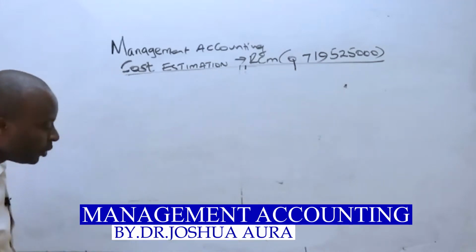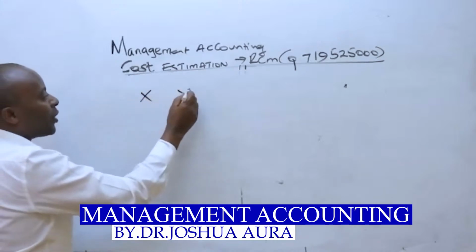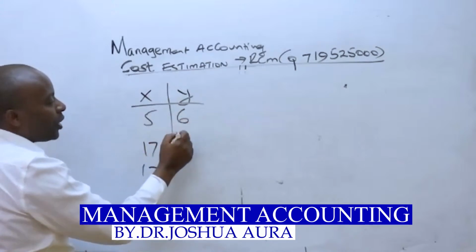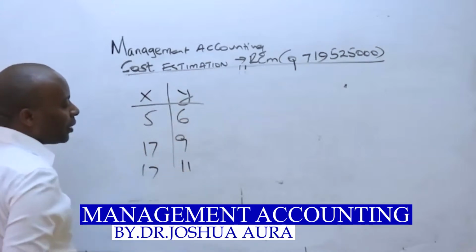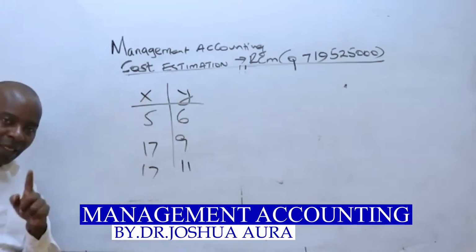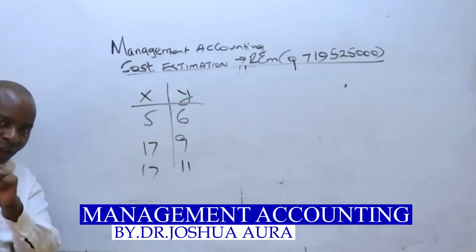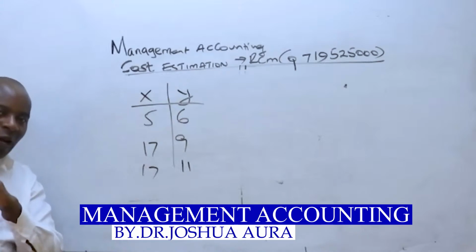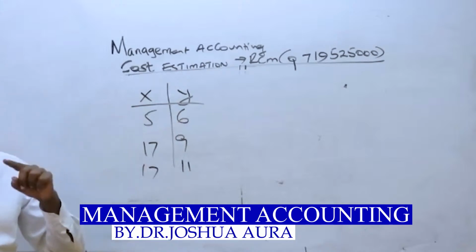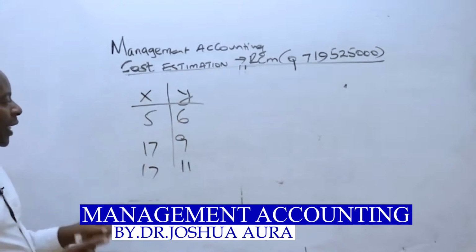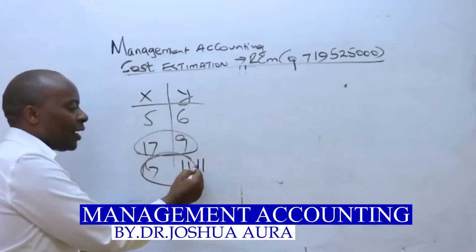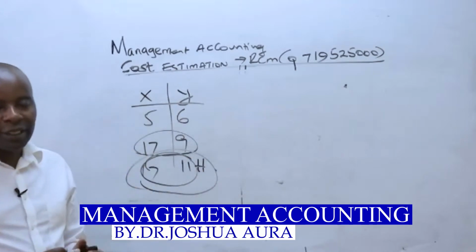So if, for example, they were to give you something like this, X and Y, we have here, for example, 5, 17, 17, 6, 9, and maybe 11. When you are looking for the highest X value, you'll see 17 is the highest and there are two of them. Please note this. But because you're looking for the highest, this has to be the highest of them all, the highest of the highest. So in this case, it can't be 17 with 9. It will be 17 with 11. That is the highest of the highest.